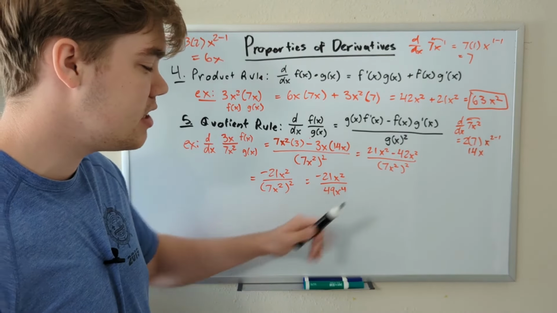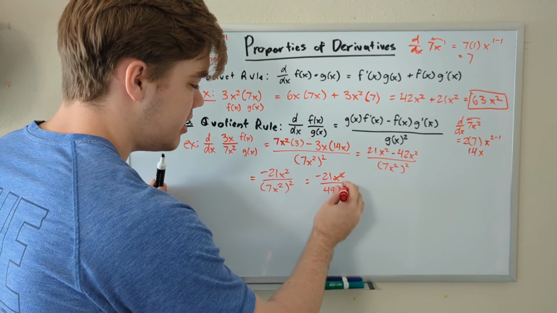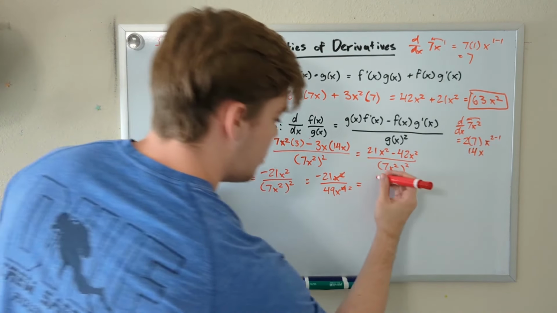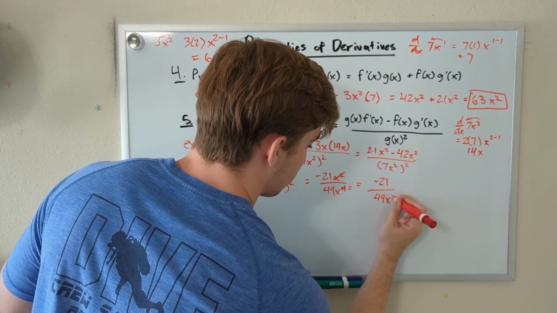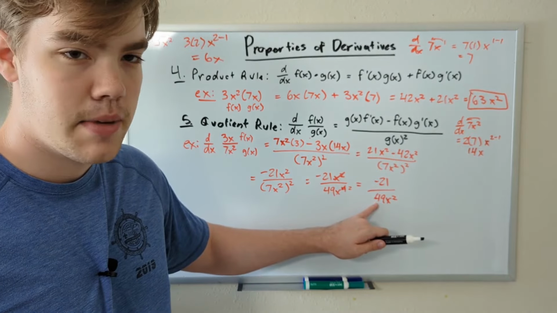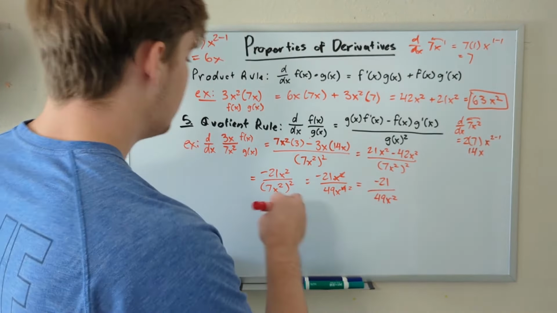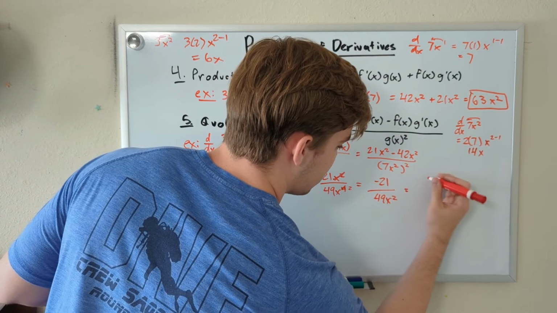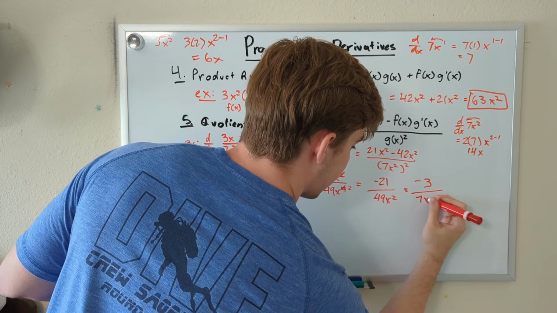We can actually cancel out these x's on top and bottom. So we get rid of the x squared on top and change the bottom into x squared. This is now equal to negative 21 divided by 49x squared. And we can divide both the top and bottom by 7. 49 divided by 7 is just 7. Negative 21 divided by 7 is negative 3. So the derivative of 3x divided by 7x squared is just equal to negative 3 divided by 7x squared.